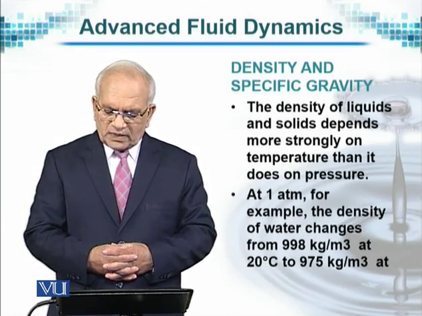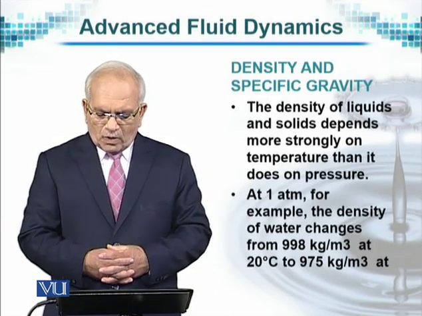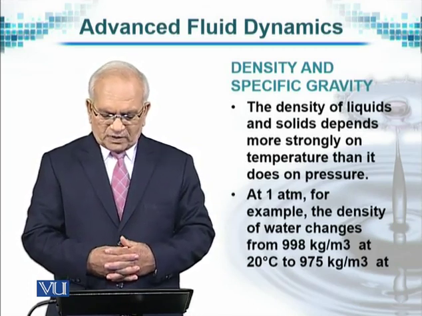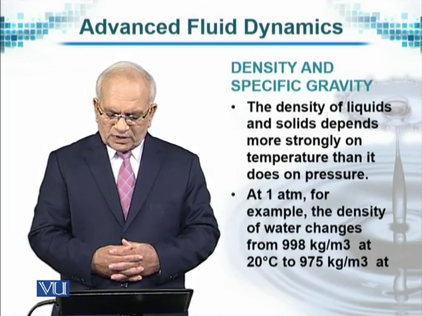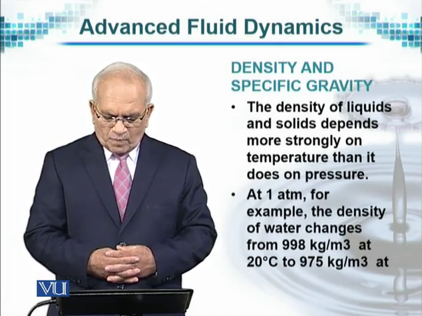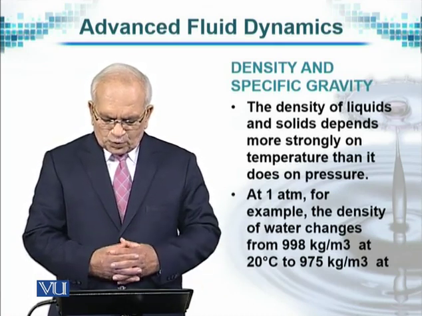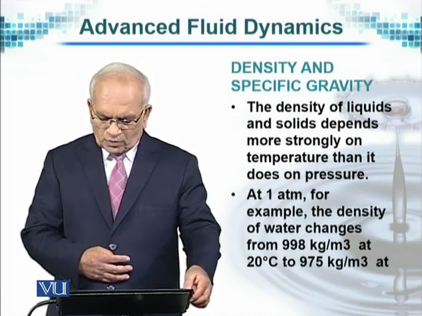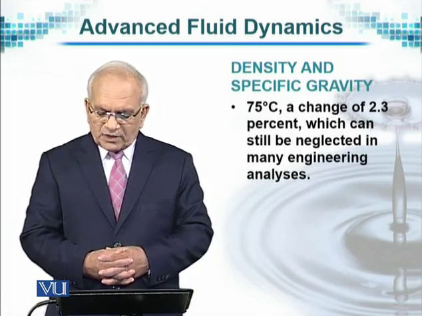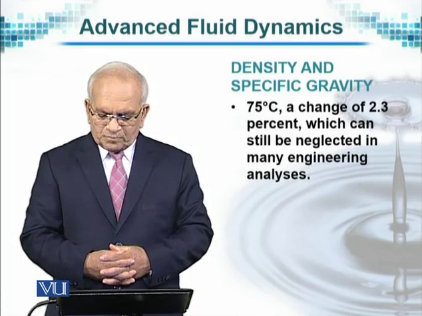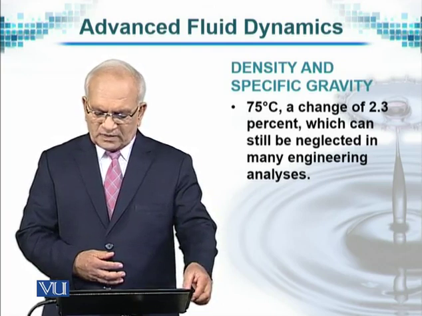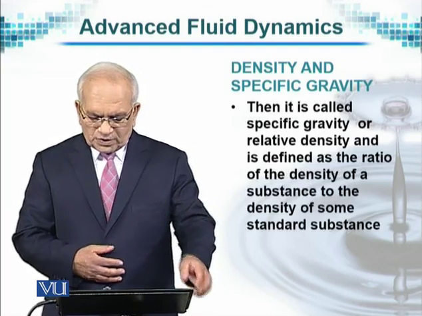The density of liquids and solids depends more strongly on temperature than it does on pressure. At 1 atmospheric pressure, for example, the density of water changes from 998 kilogram per cubic meter at 20 degrees centigrade to 975 kilogram per cubic meter at 75 degrees, a change of 2.3%, which can still be neglected in many engineering analyses. In most of the analysis, we can also ignore this change.